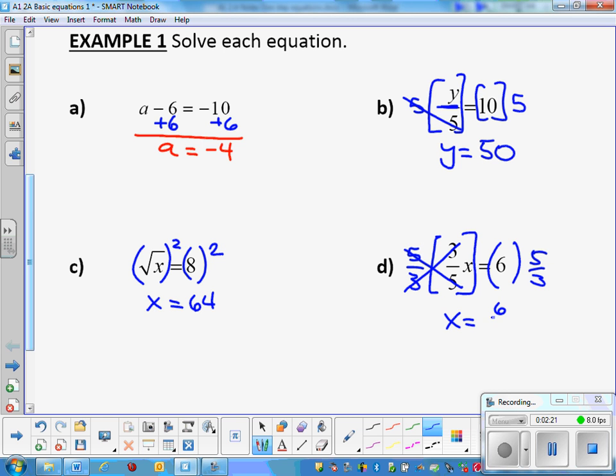And over here, this will be 6/1 times 5/3. So multiply across the top, 30 divided by 3 is 10. You could also, on this one, have canceled. Get a 2 here, so you get 2 times 5. It's 10/1, which is 10.